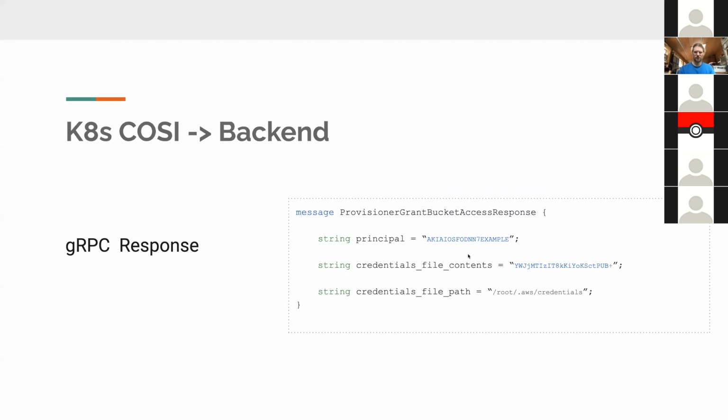And the response that we expect is the principal, which is the person that got the access, or the service account, or the workload account that got the access, and credentials file contents, and credentials file path. The file contents is what would get written into a file inside the application's pod, and the file path is the location where it would be written.